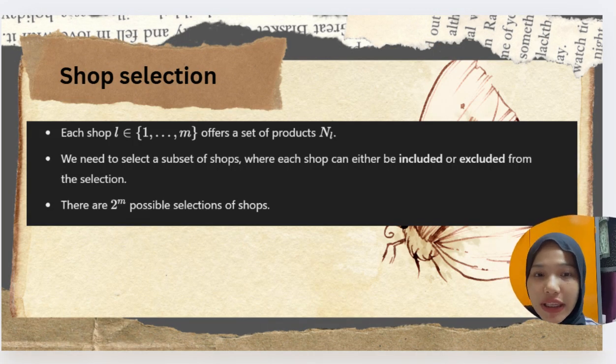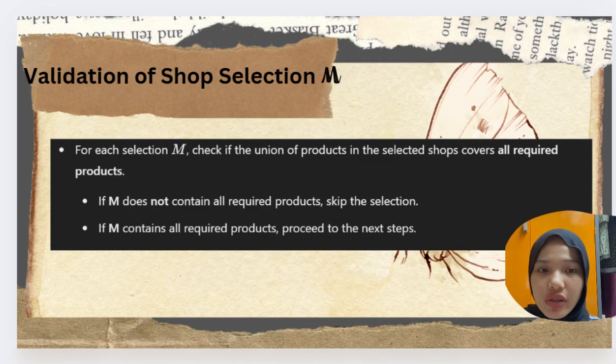Shop selection. Each shop offers a set of products, N. We need to select a subset of products where each shop can either be included or excluded from the selection. There are two possible selections of shop. Validation of shop selection M. For each selection M, check if the union of products in the selected shops covers the required products. If M does not contain the required products, skip the selection. If M contains the required products, proceed to the next step.